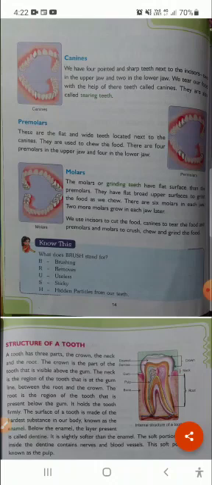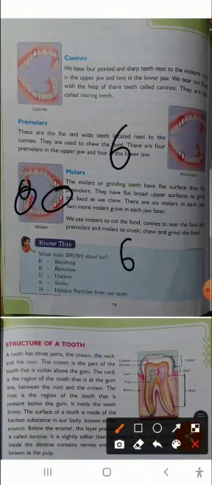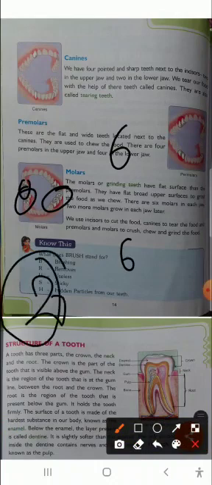We use incisors to cut the food, canines to tear the food, and premolars and molars to crush, chew and grind the food. Molars are flat surfaced teeth which are 6 in number. The 2 molars grow in each jaw later, when you get older, above 25 or 27 years old. Otherwise, we have only 4 molars.